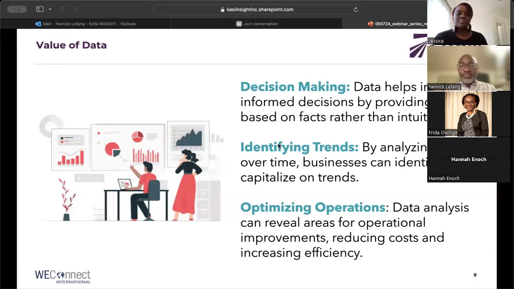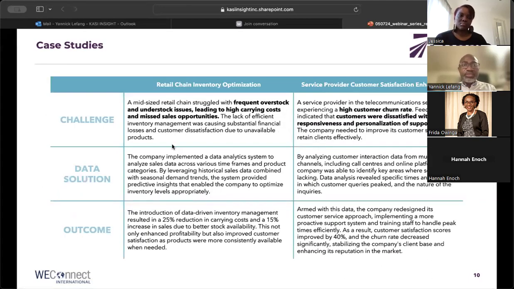Okay. So really, decision making, identifying trends, and optimizing operations are key in terms of the value of the data. I'm looking at two use cases here quickly. The first one is retail chain inventory optimization. For those of you who are in the retail space, the challenge here is a mid-size retail company struggling with frequent overstocking or understocking issues. So you either stock too much or you don't stock enough, and you have a high carrying cost.